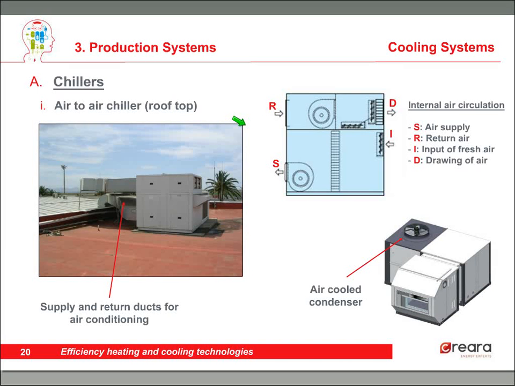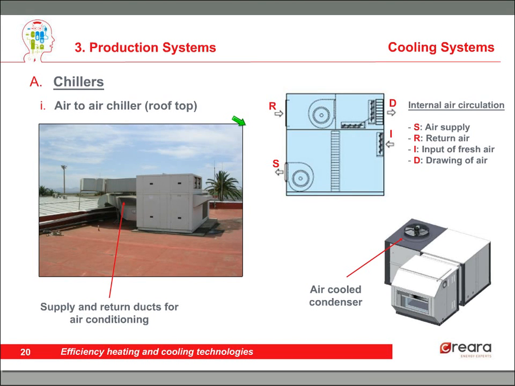So, now when talking about air-to-air units, we can be referring to two different types of equipment, mainly. On one hand, we have the domestic systems, such as split or multi-split systems, and on the other hand, we have the rooftop system, which is much more focused on the tertiary sector.